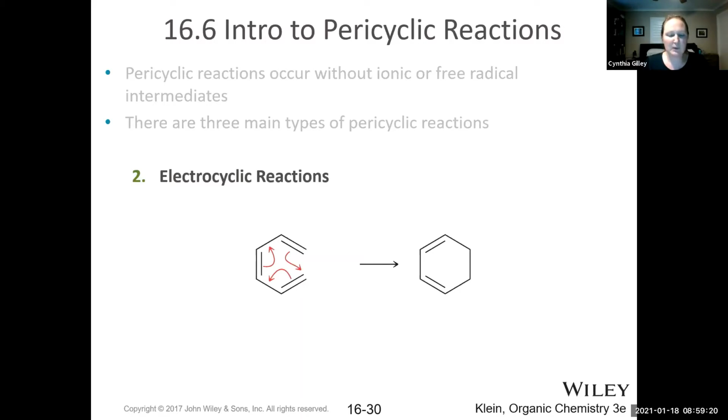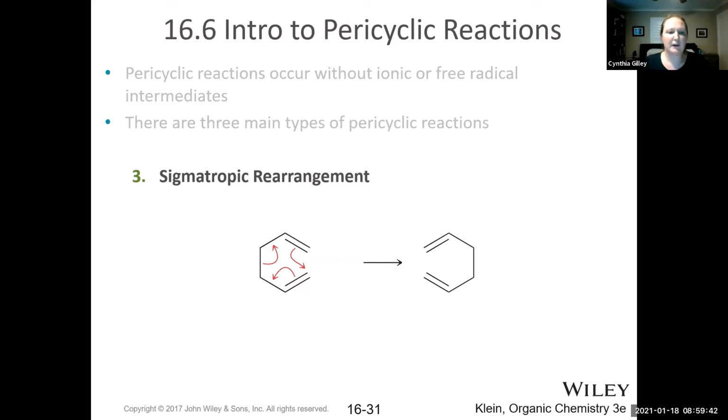They also form a ring, but they start from a 1,3,5-hexadiene structure to generate that ring. In these reactions, we are gaining one sigma bond and losing one pi bond overall, which distinguishes it from cycloaddition reactions. The third type is a sigmatropic rearrangement.